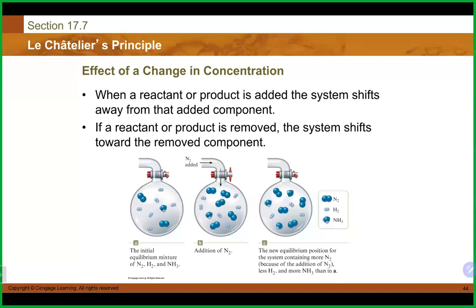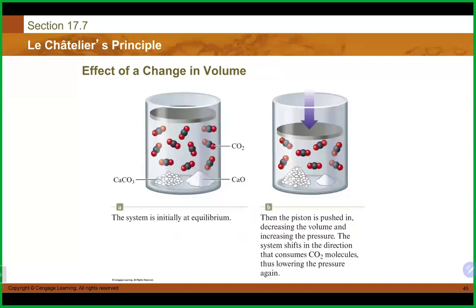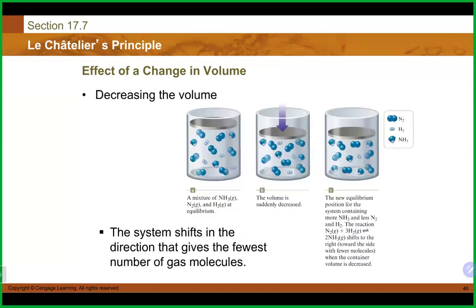All right, so as we've been talking about, for the effect of concentration, add away, remove goes towards. Volume and pressure, again, are usually tied together. Like I said before, I usually like to think of it in terms of volume. I know if I have a small volume, I need less gas molecules, so those go together, small, less. And if I have a larger volume, I need more gas molecules, so big volume, more gas molecules, small volume, less gas molecules.